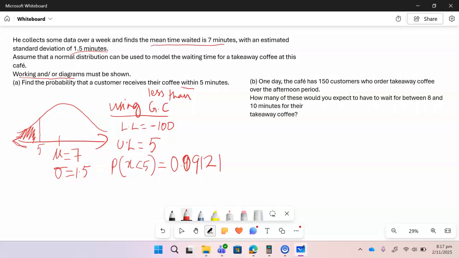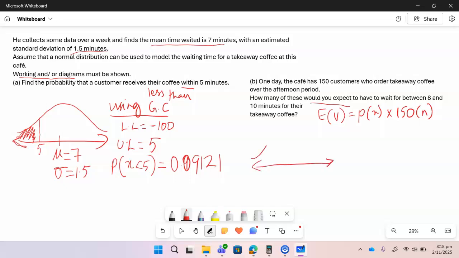For the next question, one day the cafe has 150 customers who order takeaway coffee over the afternoon period. How many would you expect to have to wait between 8 and 10 minutes? This is an expected value question, and whenever you see that, you have to find the probability of whatever they're asking for, and then multiply that by the number of customers given. In this case, it was 150, which is n. That's nice and simple.